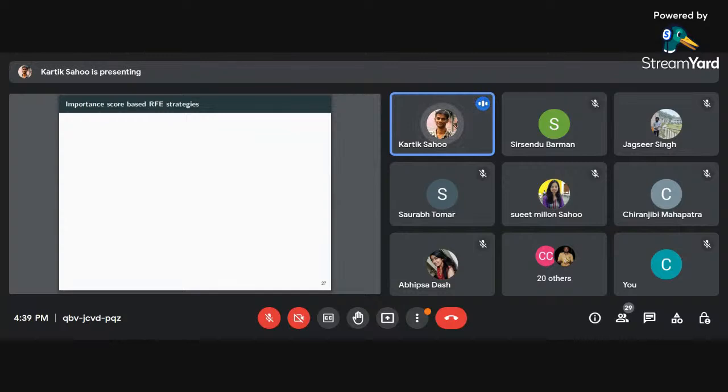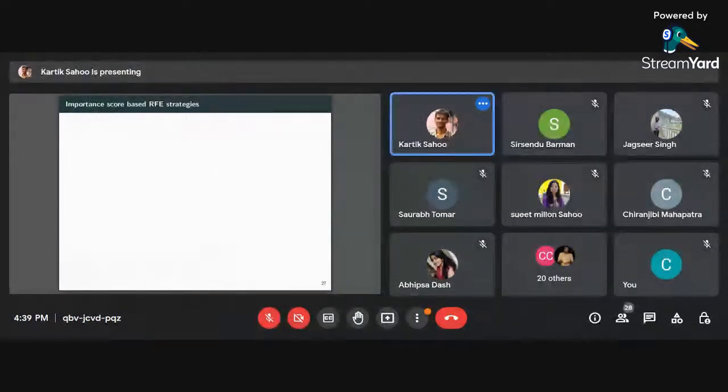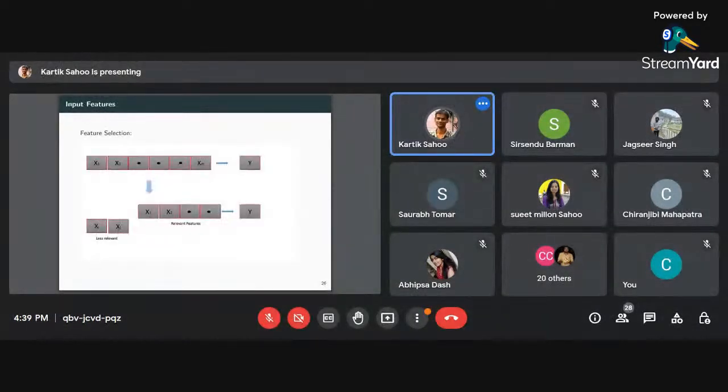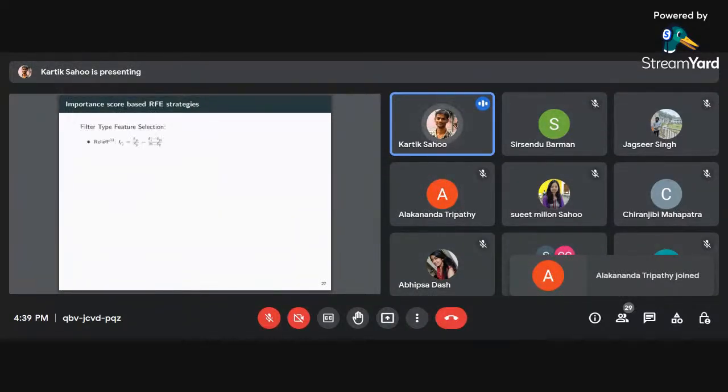So here we are talking about importance score. Importance score means, in these column vectors x1, x2, the input sets, we decide the importance of x1 and x2 with respect to the target variable y, and then we decide which are less important in terms of y. That is what we call the recursive feature elimination strategy.